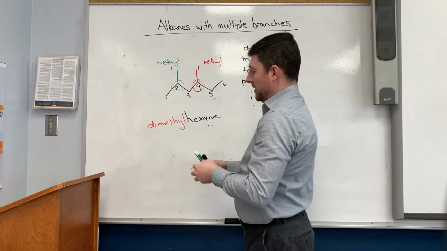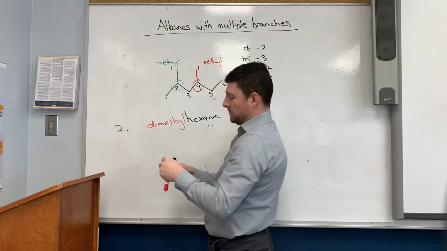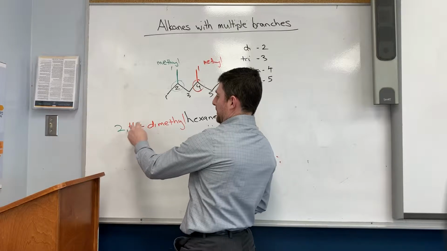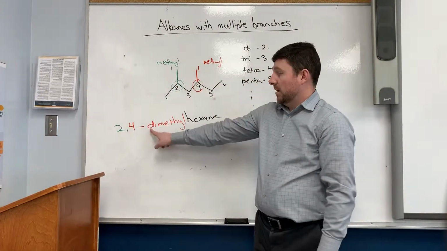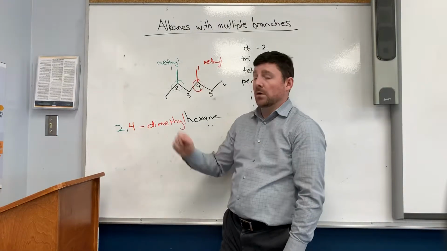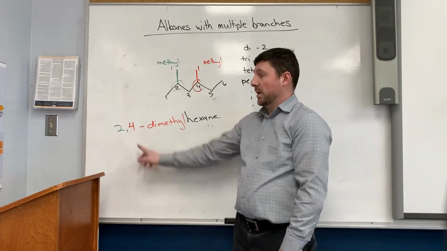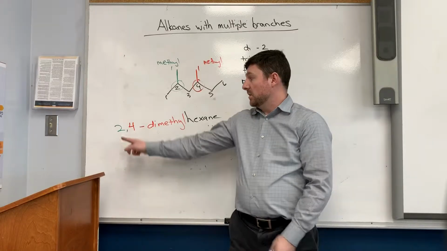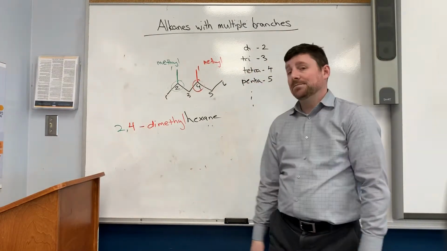So we're just going to write in 2, comma, 4, hyphen, dimethyl hexane. So our 2 methyl groups are on locations 2 and 4. We separate numbers in our names by commas, and we separate numbers from letters in our names with hyphens. So this is 2,4-dimethyl hexane.